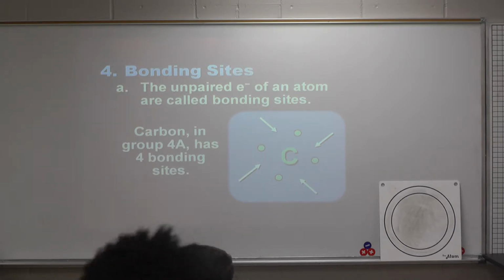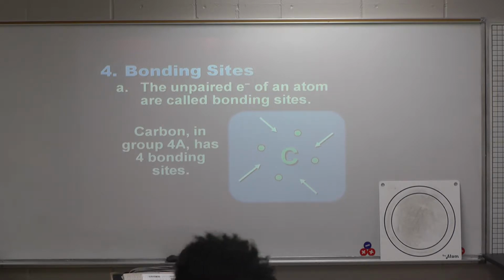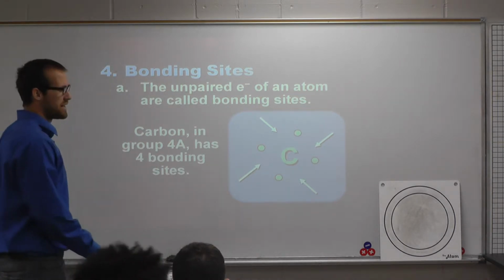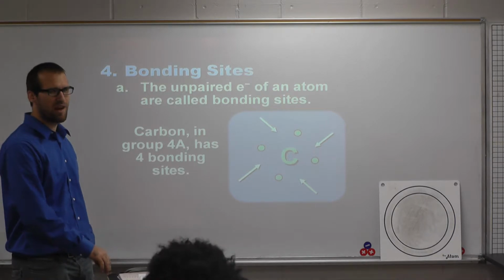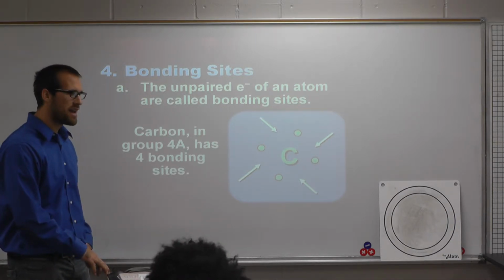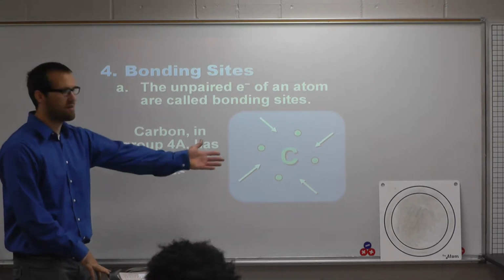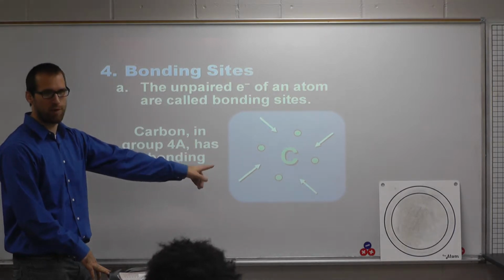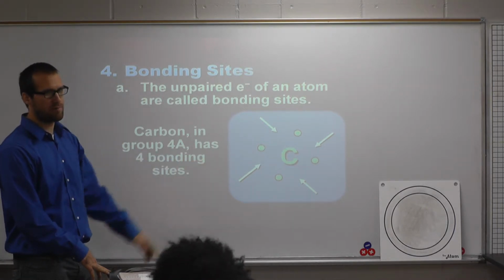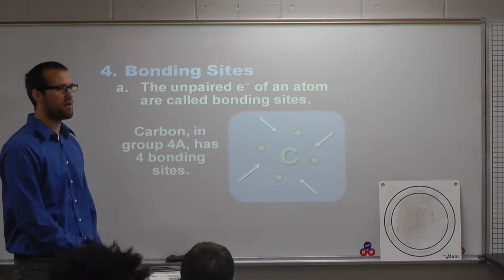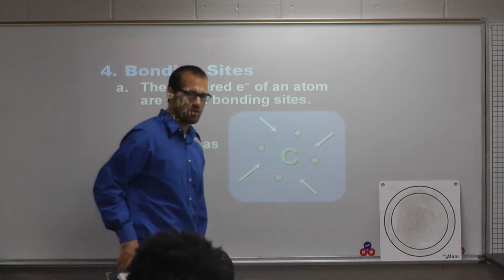Okay, this probably seems simple, but understanding this idea of bonding sites is going to help you tremendously when doing Lewis structures. So here's how you can identify bonding sites. The number of bonding sites is essentially how many unpaired electrons you have. How many unpaired electrons are up here? 4. That means I have 4 bonding sites. What if I had 3 unpaired electrons? 3 bonding sites. 2 unpaired electrons. What if I had no unpaired electrons? There's no bonding sites.